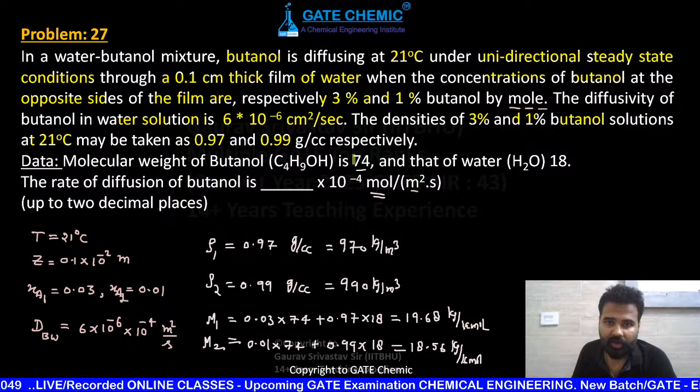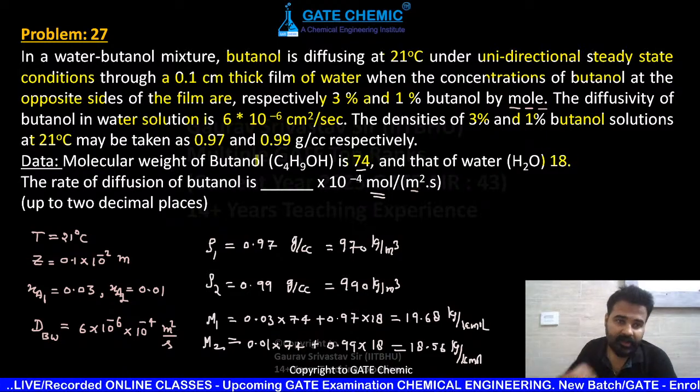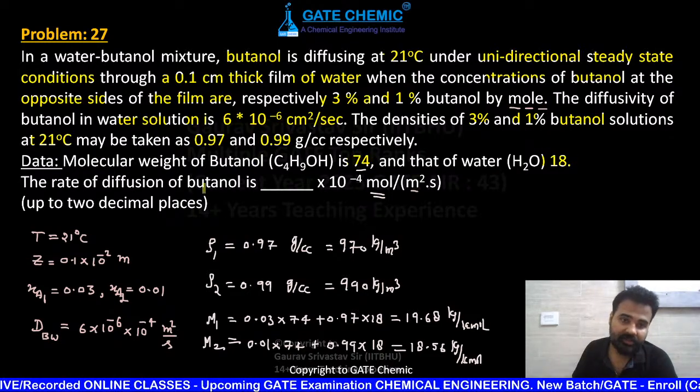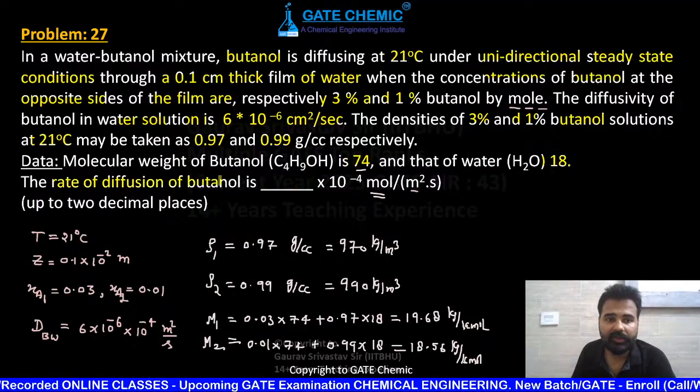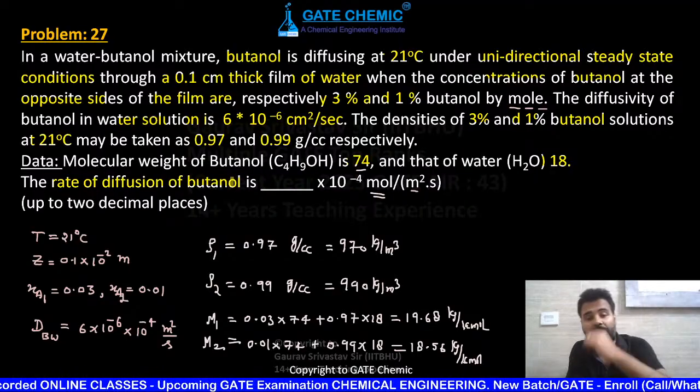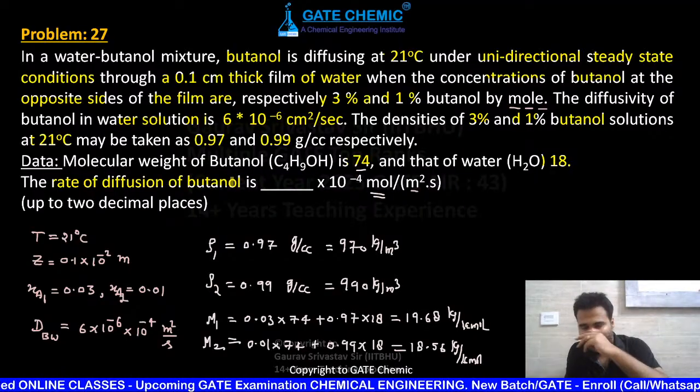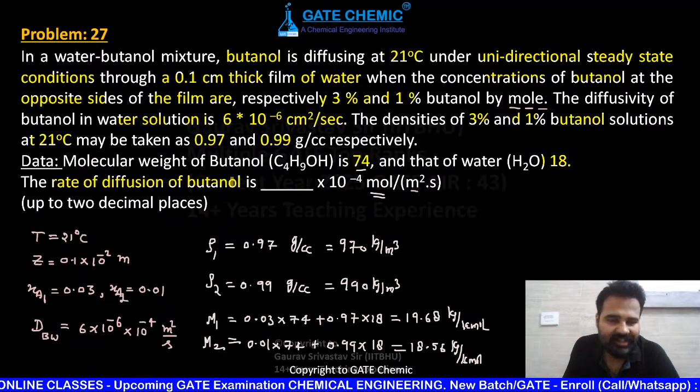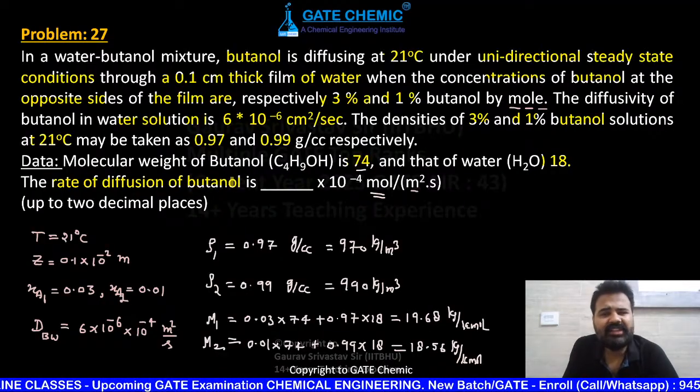Data: molecular weight of butanol 74, water 18. Then the rate of diffusion of butanol is... what will be the rate of diffusion of butanol? 2 mark question. Such 2 mark questions can be asked from you. Similar type of questions were already asked in the GATE examination, and these are just formula based.